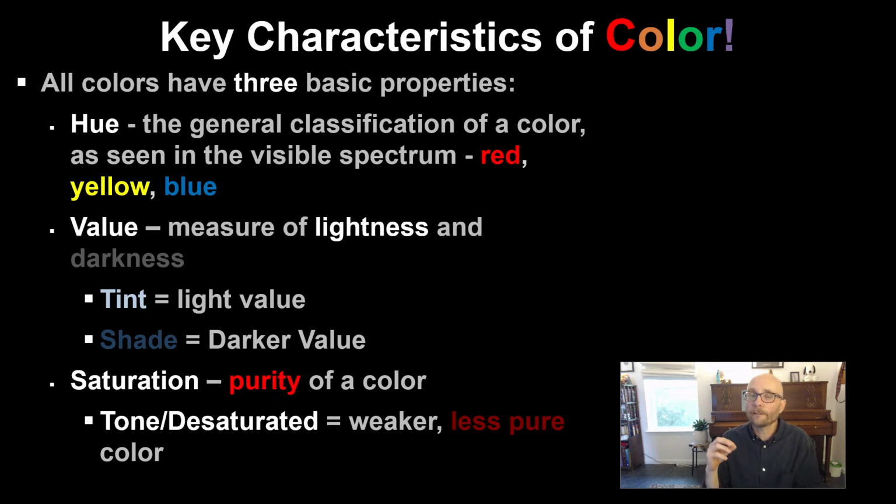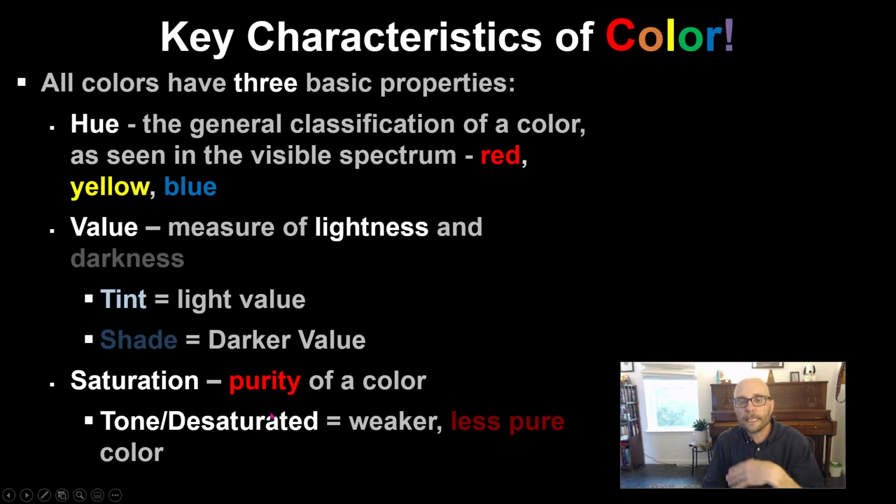But we can also have value with color, as you will see. We can have tint and shades. So tint is lighter value, shade is a darker value. These are both blues, but one blue has more white in it, the other blue has more black in it. All right? And then we have saturation, which is the purity of the color.